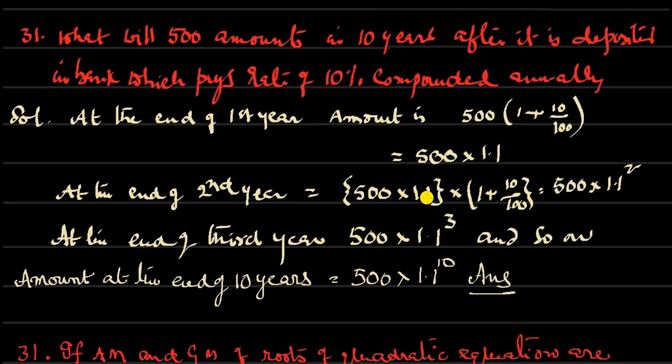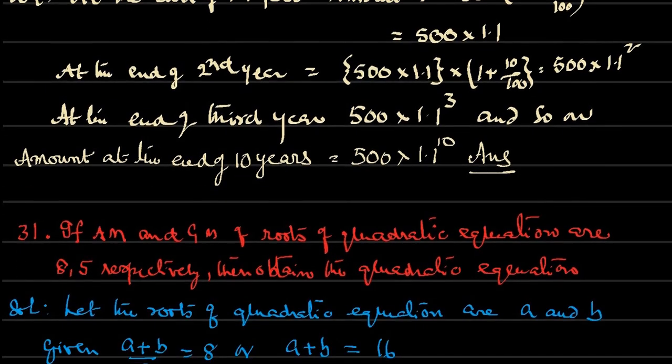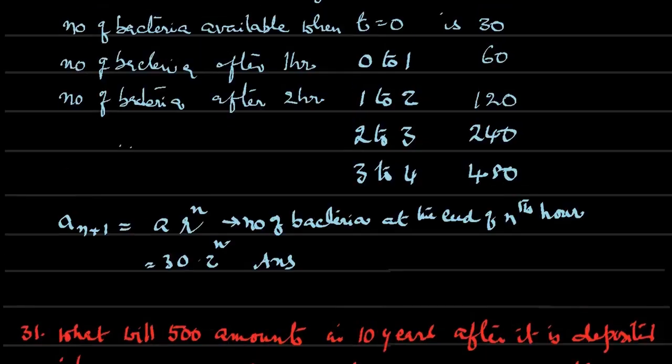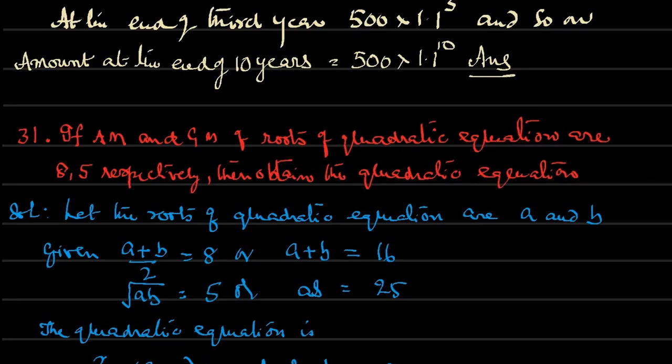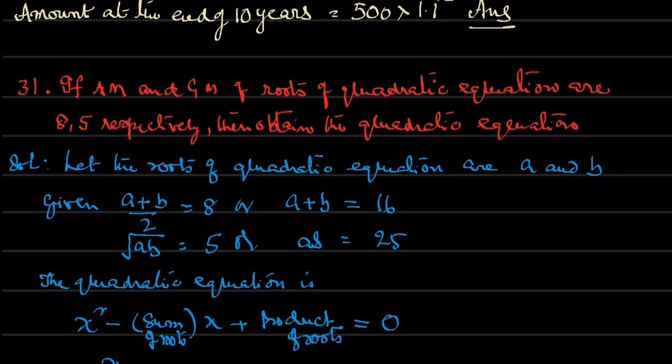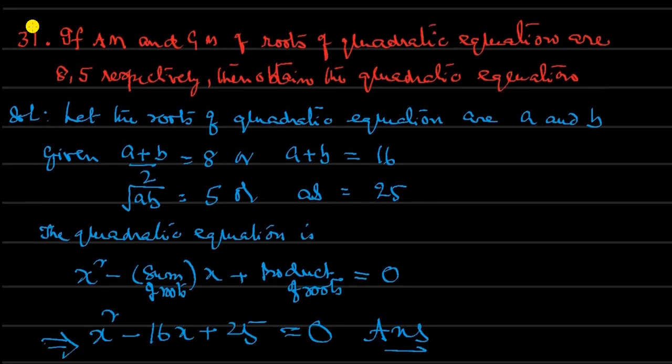At the end of second year, this becomes the principal amount. 500 times 1.1 into again the same thing. So 500 into 1.1 whole square. At the end of third year, 500 into 1.1 cube and so on. So what would be the amount at the end of 10 years? You have to put 500 into 1.1 to the power of 10. There is another one, this must be 32.